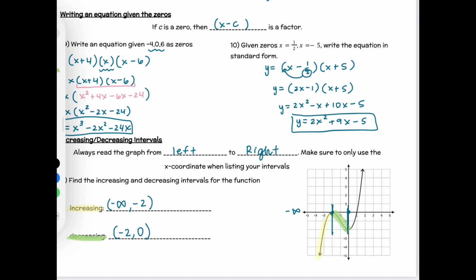And then when we get to this portion, we're increasing again. So for the rest of the graph, we're increasing. So we would put union. We'd start up again at that 0 point, because that's where our graph starts increasing again, and it goes until positive infinity.